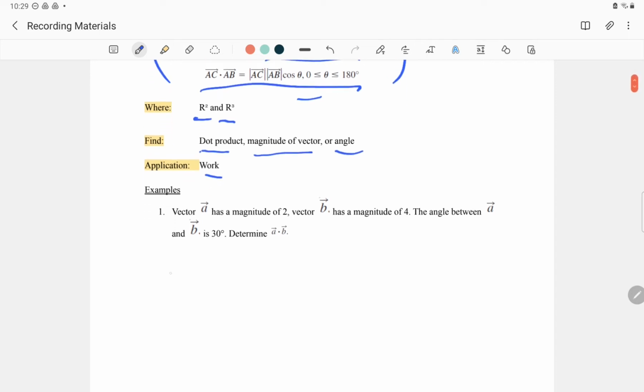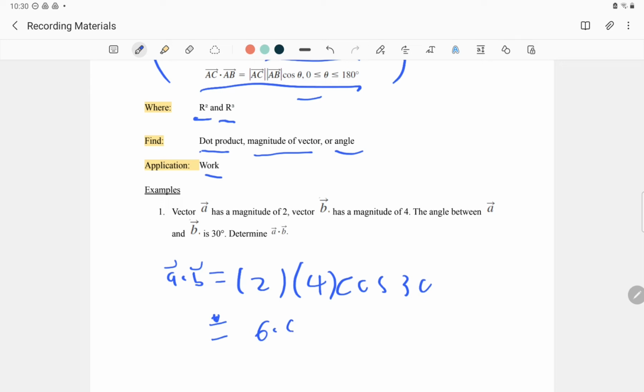So the dot product of A and B equals the magnitude of vector A, the magnitude of vector B, and the cosine of the angle between them. And plug this into the calculator, and the answer that we will be getting is about 6.93.